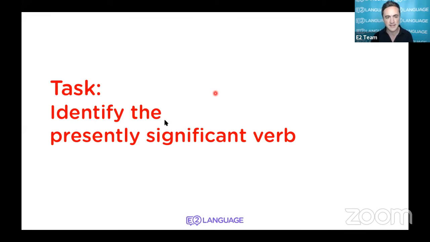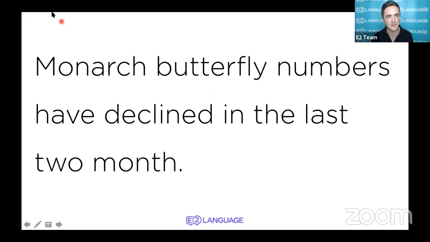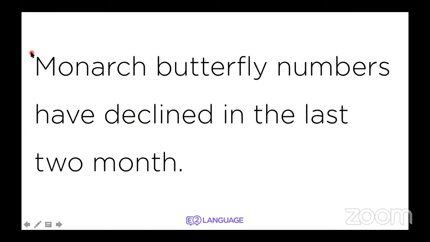Let's do another one. Identify the presently significant verb. Whoops, that should say two months. That's a typo. Yes, correct. This is called the present perfect, Divya. This is the present perfect verb. Good, well done. Excellent. Everybody's got it right.